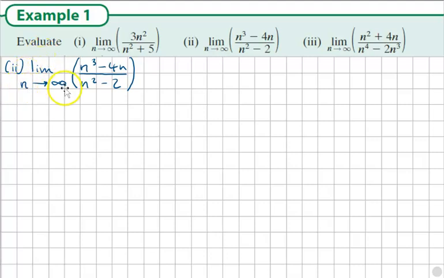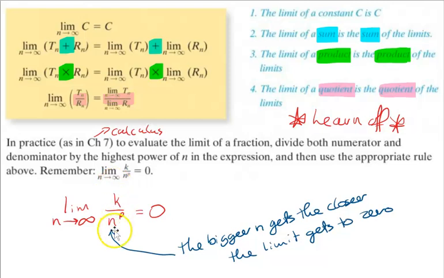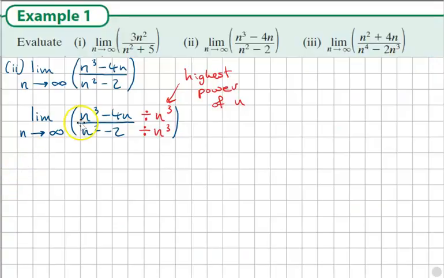So the limit as n approaches infinity of n cubed minus 4n over n squared minus 2. So we want to get rid of all the parts that contain n's, and the way that we can do that is by dividing by the highest power of n. And then the 2, we want to end up in the form of k over n to the power p, so that we can ultimately let it equal 0.